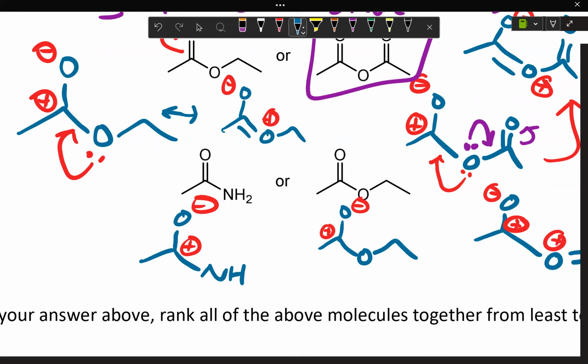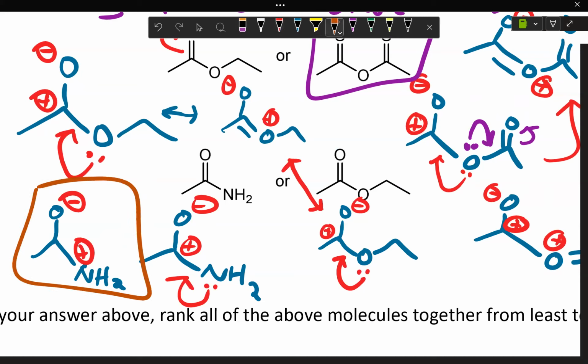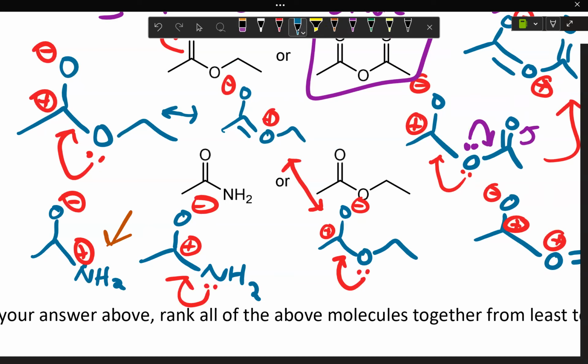Both of them can do resonance. We have the resonance structure already drawn for the ester. And then the nitrogen, this should be NH2. This nitrogen could do resonance here as well. And if we draw both these resonance structures out, nitrogen is more willing to take on a positive charge than oxygen here. Because nitrogen is less electronegative, it's more willing to take on a positive charge.